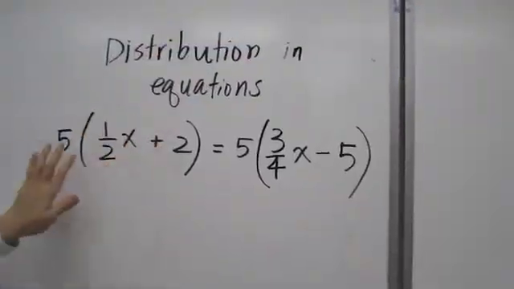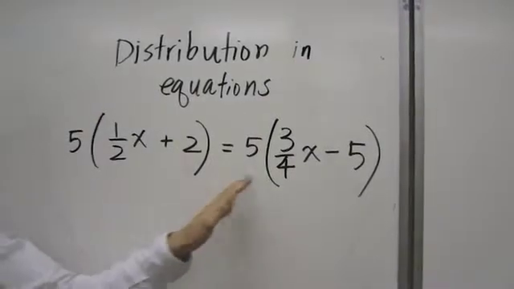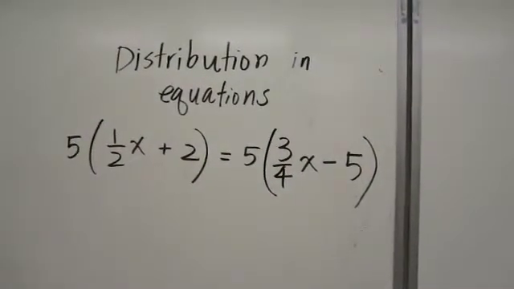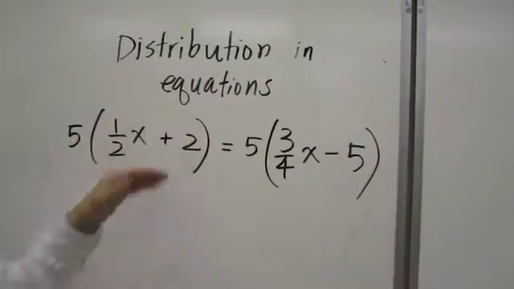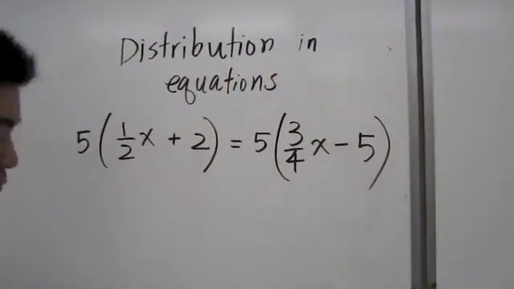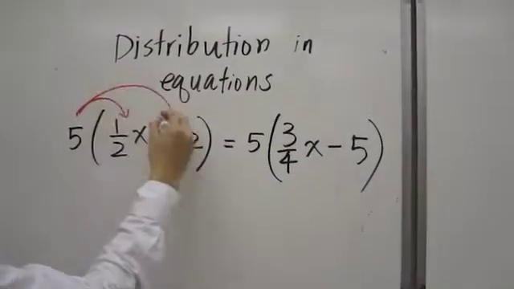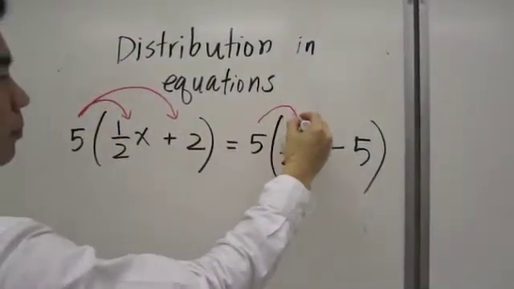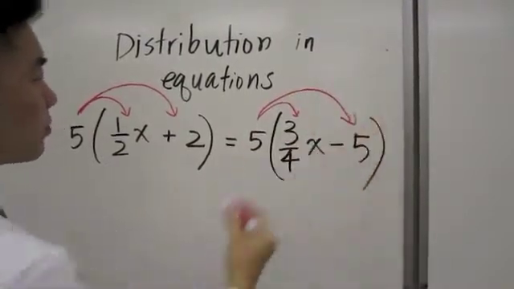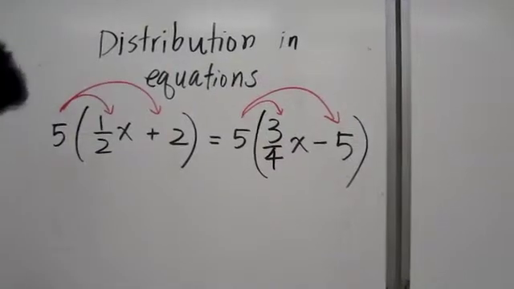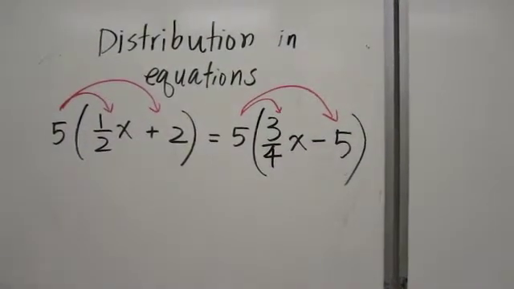So let's take a look at this problem. Alright, I have a 5 outside the parentheses on both sides of the equation. I'm going to get rid of the 5 by multiplying it into the parentheses. Let me draw the arrows for you, just like that. I'm drawing the arrows to indicate how I will be multiplying.